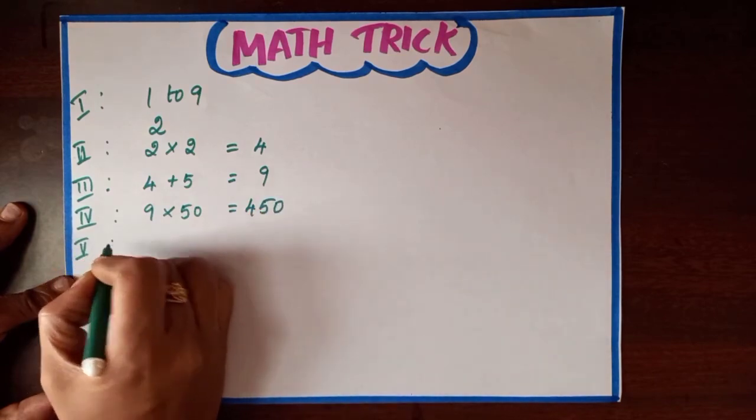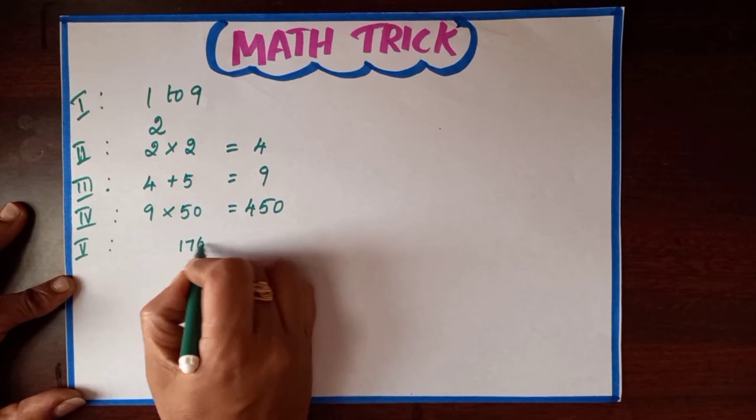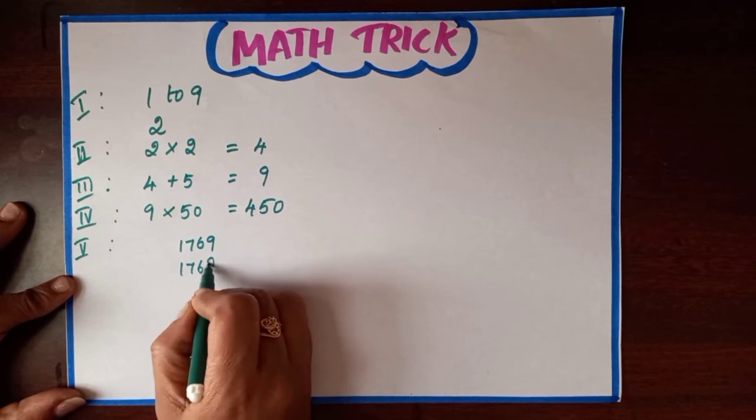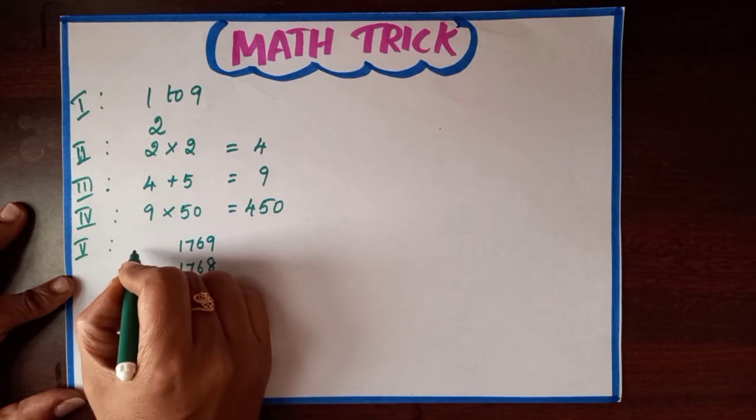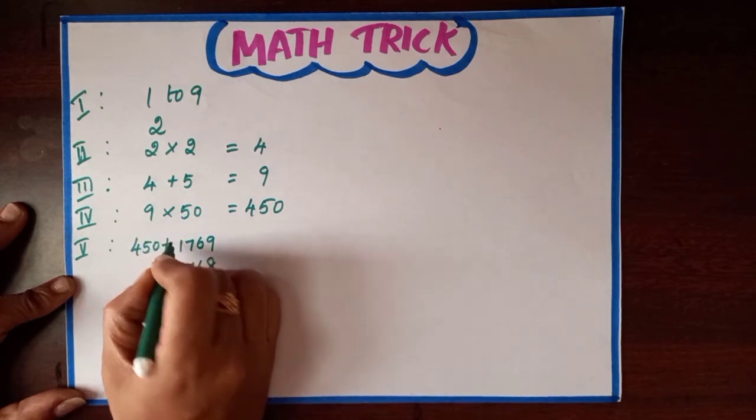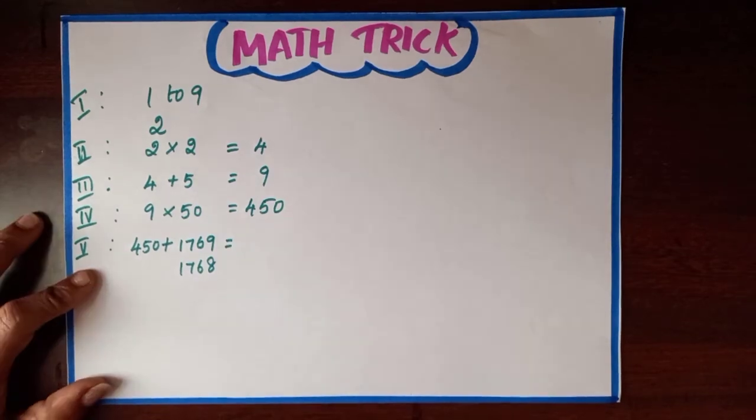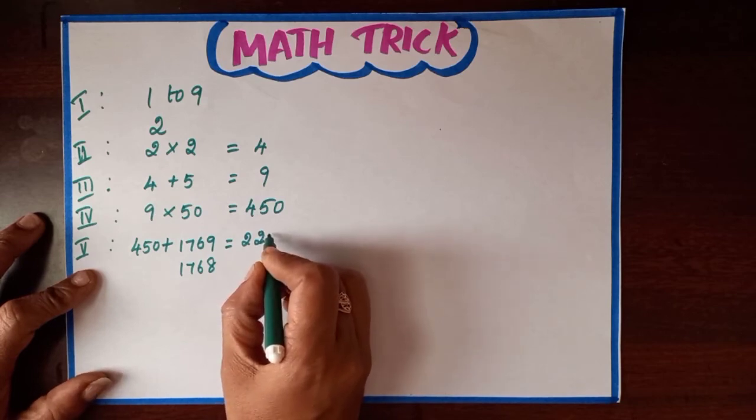Step 5. If you have already celebrated your birthday this year, add 1769 to your final result. And if this magnificent event is still ahead, add 1768. I have celebrated my birthday already. So, 450 plus 1769 is equal to 2219.